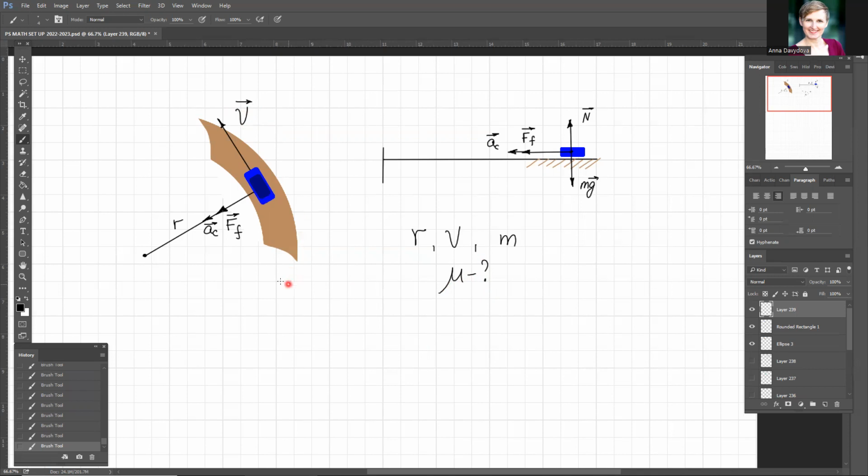So let's analyze this motion. This is the view from the top. Velocity is perpendicular to the radius. Centripetal acceleration is pointing to the center, and friction force is the horizontal force that keeps the car on track, is pointing towards the center. Otherwise, the car will fly off.